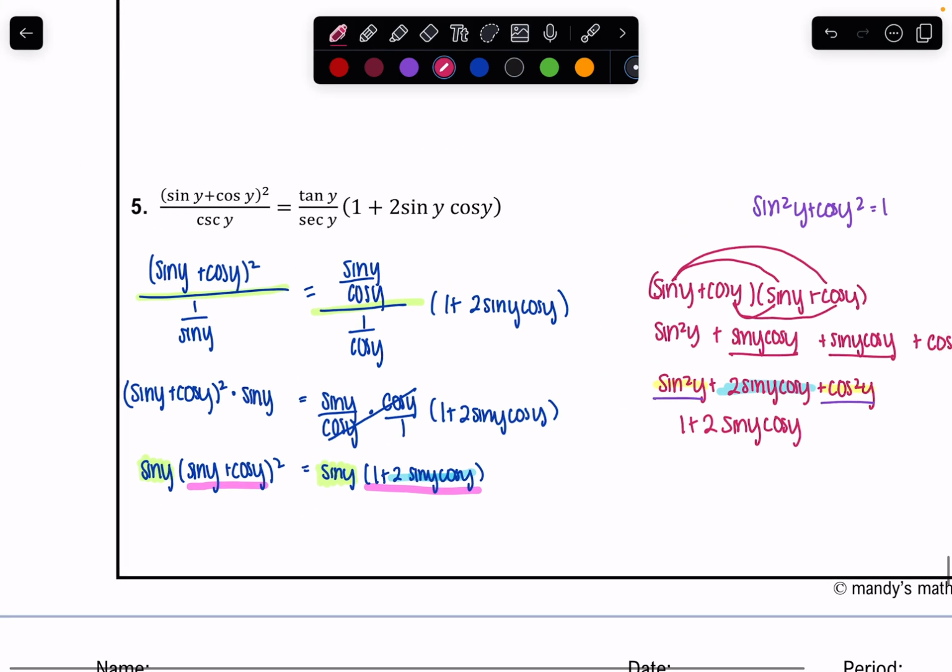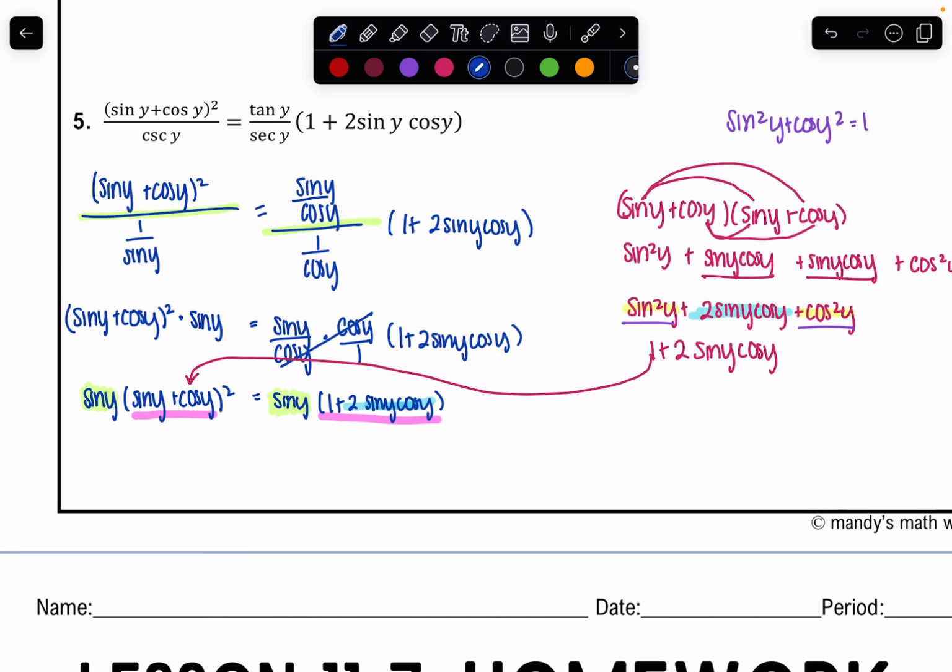And so I've shown that this group of parentheses, sine plus cosine squared, is the same thing as 1 plus 2 sine y cosine y. Therefore, these two are equal. So this is the same thing as sine y times 1 plus 2 sine y cosine y, right? I showed that work. So this is a good example to show, hey, you're not always going to have it wrapped up so nice and neat. It's not always going to be 1 equals 1 or sine equals sine. You may have an ugly answer.